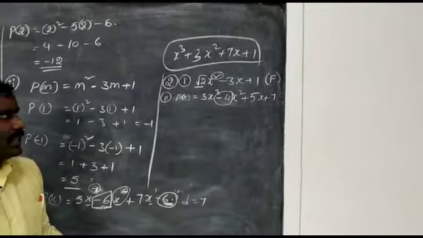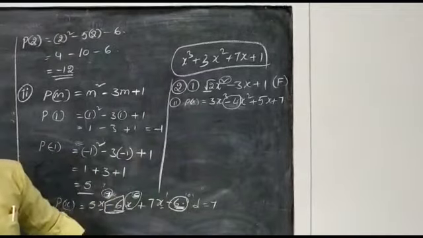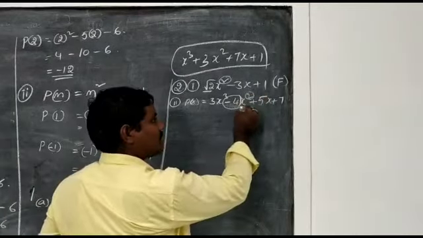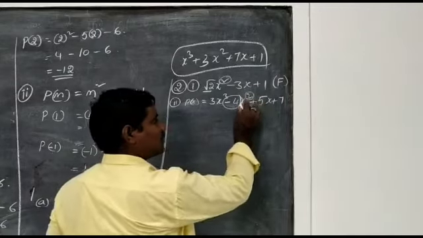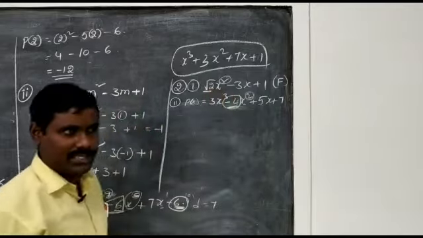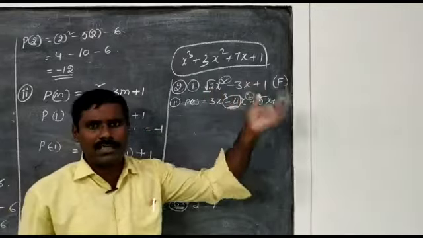Minus 4. But in our textbook it is given as 2. Minus 4 is the coefficient of x square. Therefore, the given statement is false.